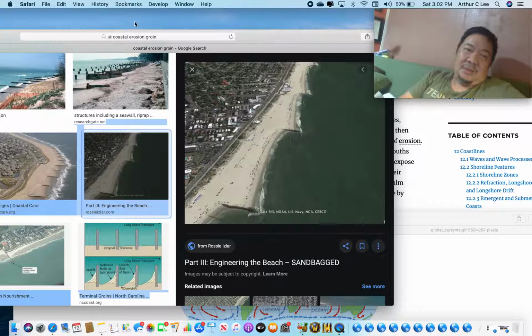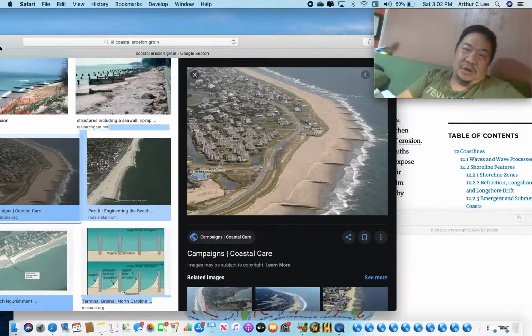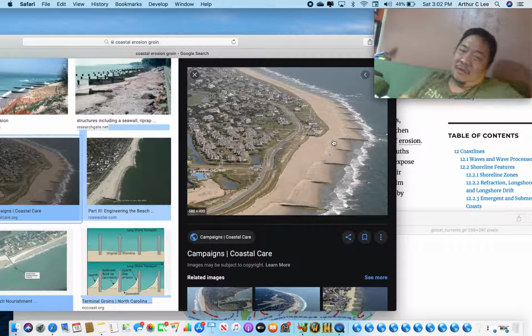So what you end up with is the whole coastline being covered with these groins. See? But you see the problem? If everybody builds a groin, then you're in the same situation as before. This building a groin only works if your neighbor is willing. It only works if no one builds one around you. Then you collect all the sand.